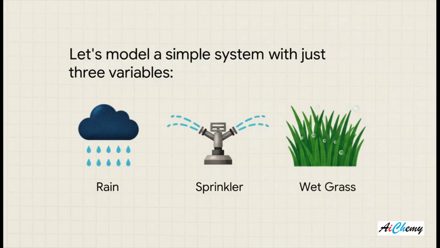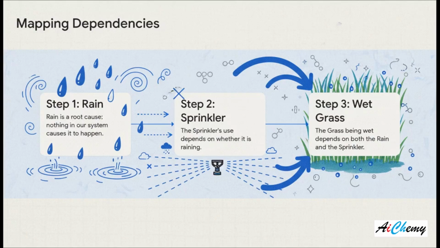So let's imagine a really simple scenario. We've got just 3 things to think about. Is it raining? Is the sprinkler on? And is the grass wet? Obviously these things are all connected, but the real question is, how do we actually map out those connections in a way a computer can understand? Okay, so this is the key part. We have to figure out what causes what.